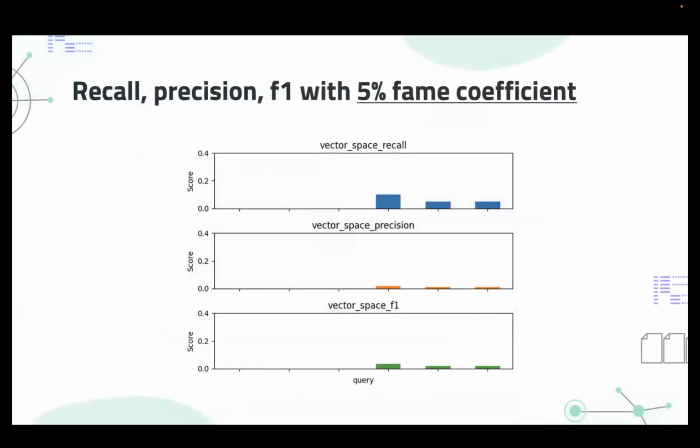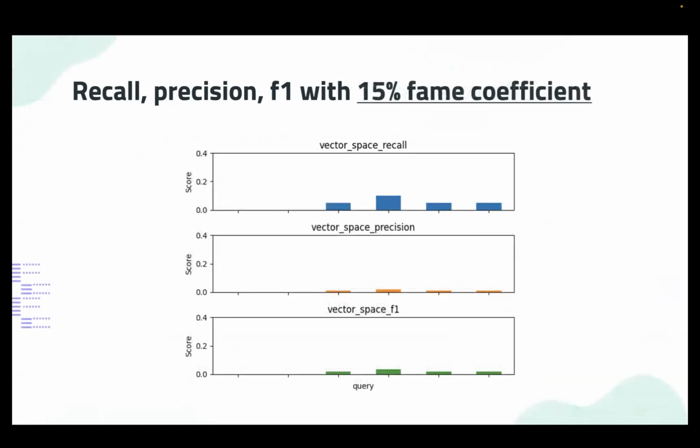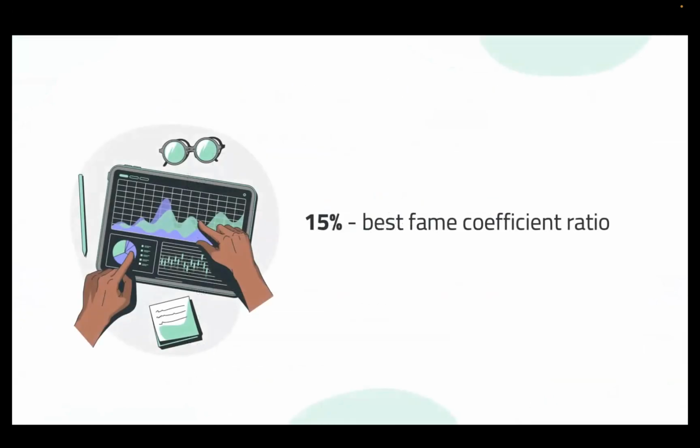And then, as Lucas already mentioned earlier, we had this fame coefficient, and one big problem was figuring out how high the rate of the fame coefficient should be. In this picture, you can see it with a fame coefficient of 5%. In the next slide, you see it with 15%. As you can easily see, the results are better, and around 15% is, in our case, the best value.